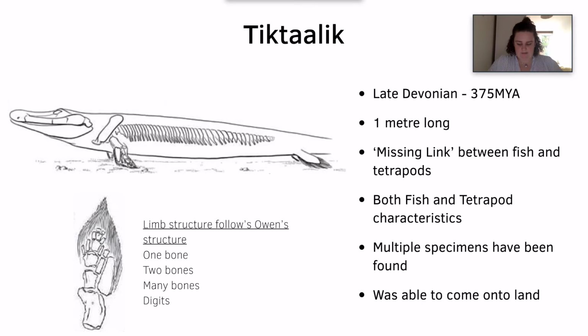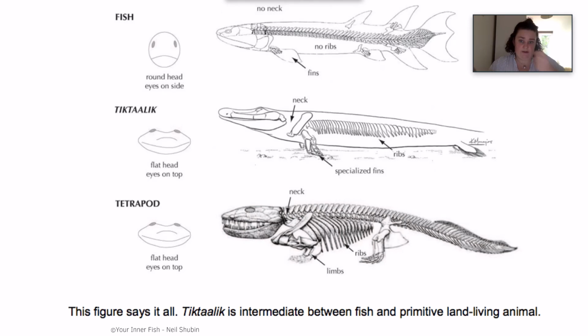So these features in Tiktaalik showed that much of the morphology that we associate with the earliest tetrapods first evolved in the fish. And so as shown here, we've got a key example of a tetrapod, such as Ichthyostega, and then a fish, and then Tiktaalik in between. So it's like an intermediate organism between fish and tetrapods.